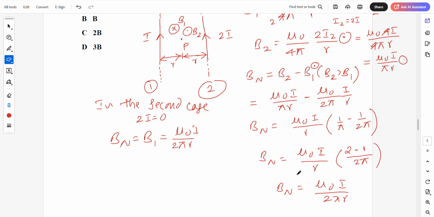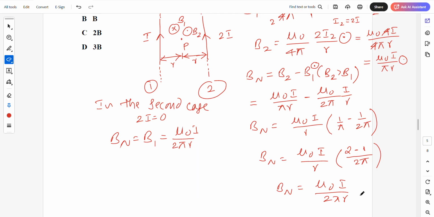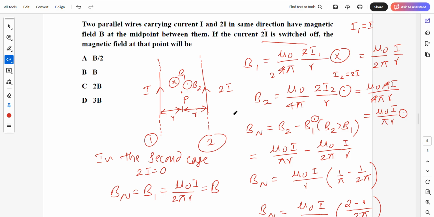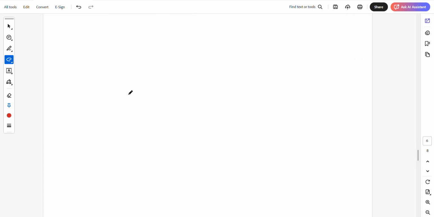So even if, let us say this is B. This is also B. Now, if the current 2I is switched off, the magnetic field at that point will again be B itself. There is no change. Net magnetic field will be B itself. Hope you understood this. We will do the next sum.